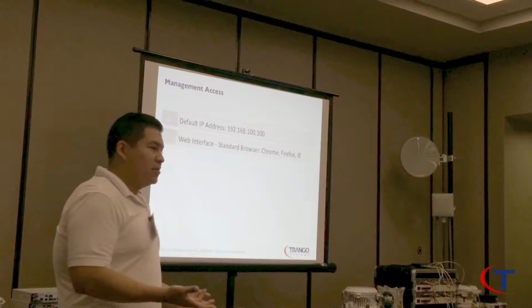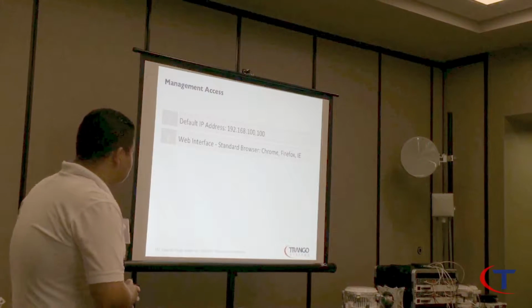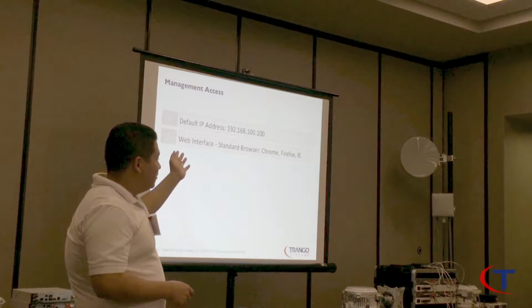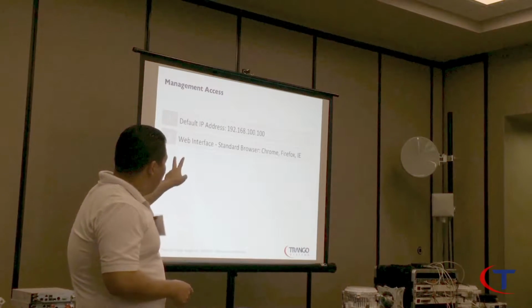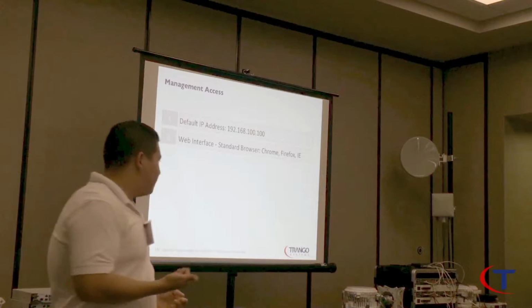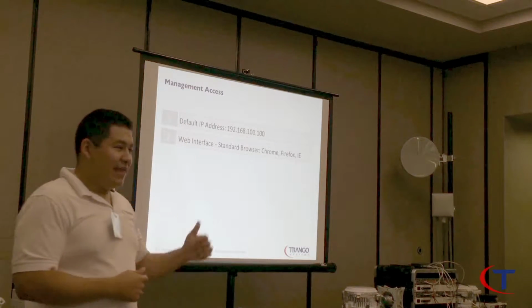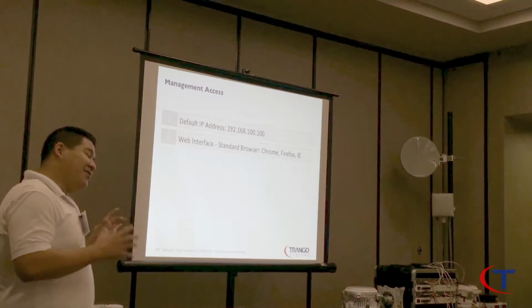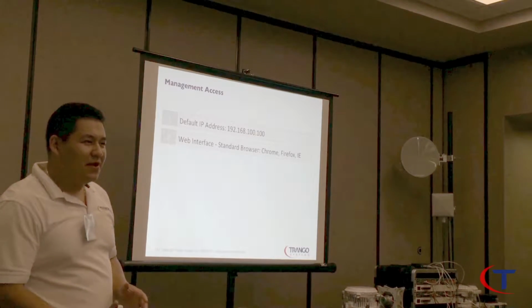Management access. We're gonna start with a web interface. Default IP address: this is out of the box when you take it out of the box from Triangle. Web interface, standard browser: Chrome, Firefox, and IE, in that order, please. Okay? IE, Internet Explorer. I don't want to trash Microsoft, but I'm gonna have to say it.